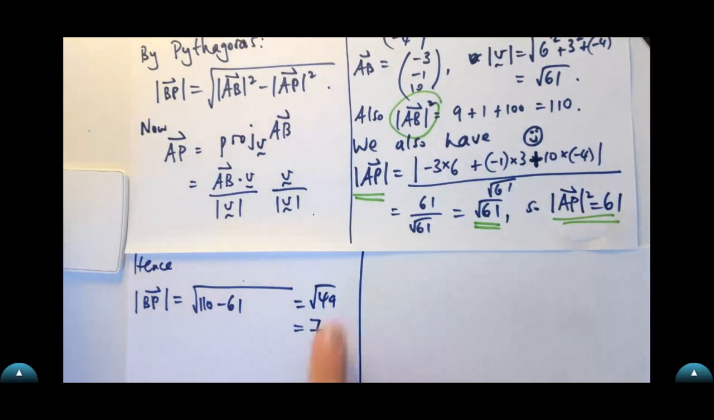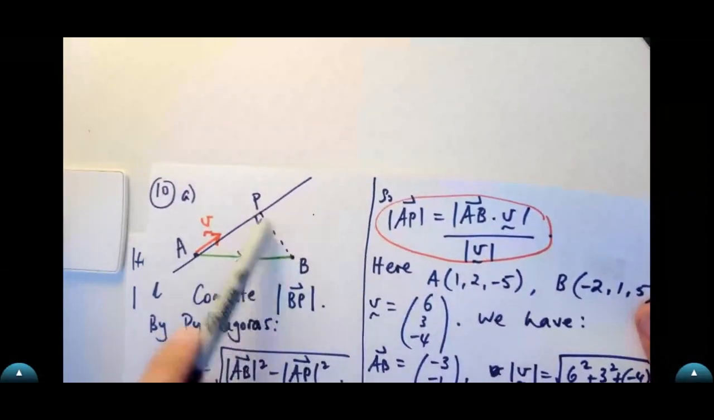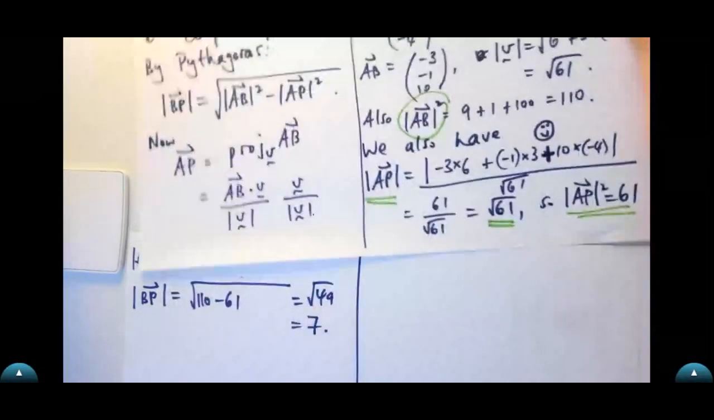So the answer is just 7 units. The distance from here to here would be 7 units.